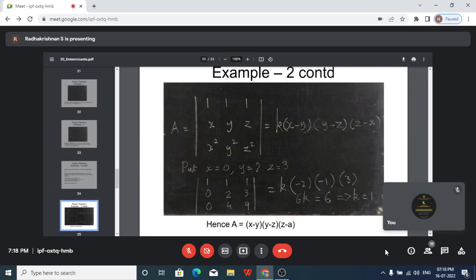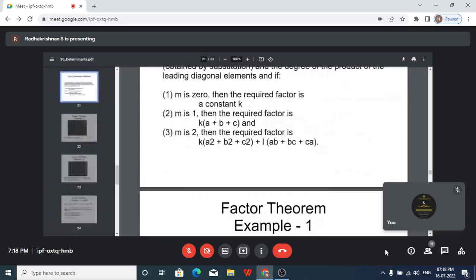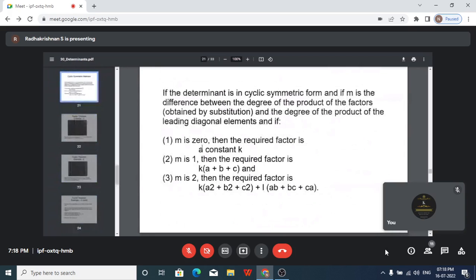Okay. So suppose the leading diagonal didn't evaluate to the same degree. Suppose there is a difference in degree; for that we use this rule. If m is 0, that is, the degree difference is 0, then the required factor is a constant. But if the difference is 1, then the required factor is k into a plus b plus c. If m equal to 2, then the required factor is k into a square plus b square plus c square plus l into ab plus bc plus ca.